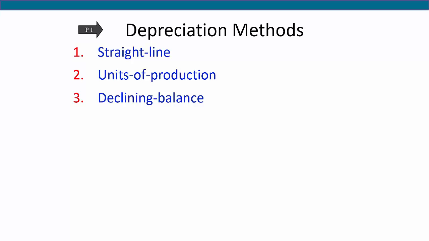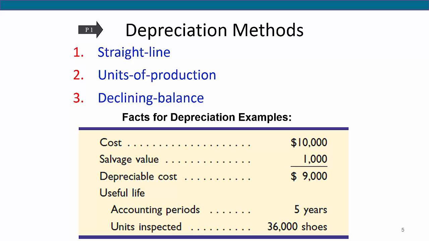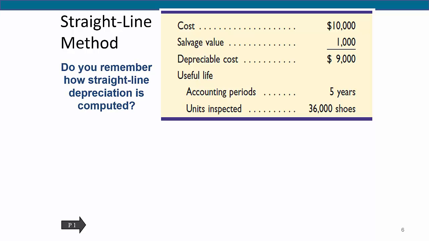The computations in this section use information about a machine that inspects athletic shoes before packaging. And here are some computations for you. Straight line depreciation charges the same amount of expense to each period of the asset's useful life. A two-step process is used. We first compute the depreciable cost of the asset, also called the cost to be depreciated. It is computed by subtracting the asset's salvage value from its total cost. And secondly, depreciable cost is divided by the number of accounting periods in the asset's useful life. We can state the periods in years or in months.